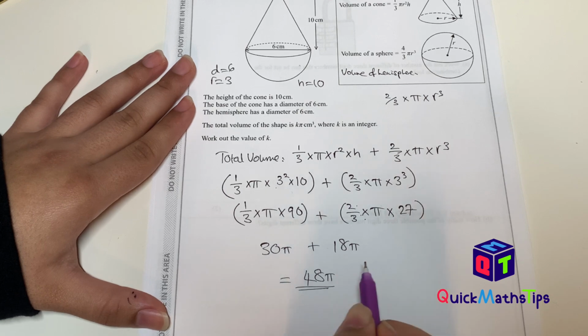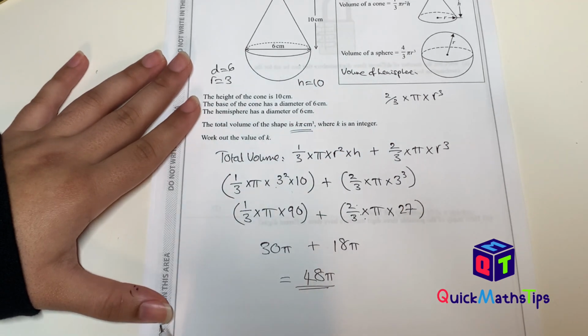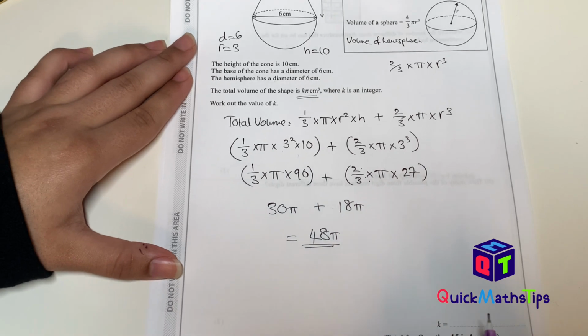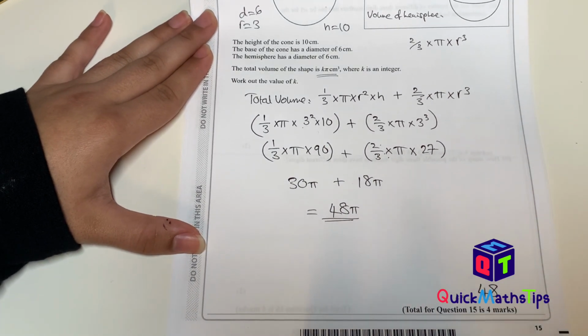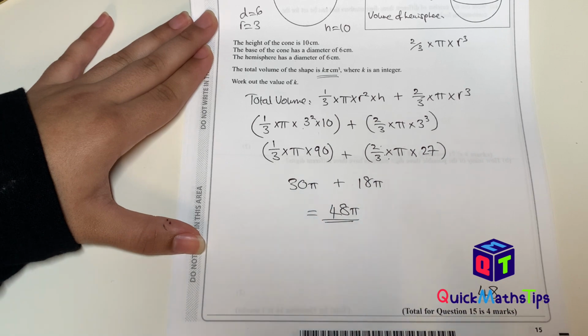Now the question asks you for k pi centimeters cubed. So the value of k is the number before pi, and the number before pi is 48. Therefore, k is equal to 48. And that's it. 4 marks.